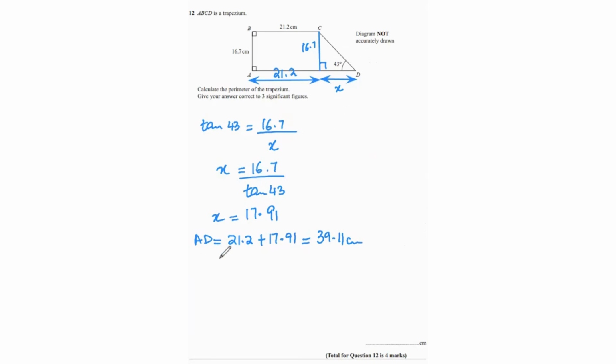So for that, we're going to use another trig ratio. So we have the opposite. We need to find the hypotenuse.